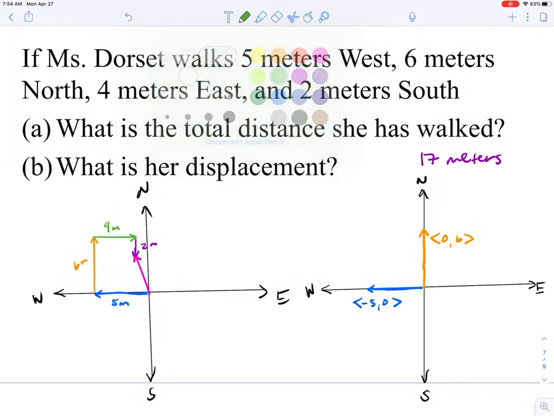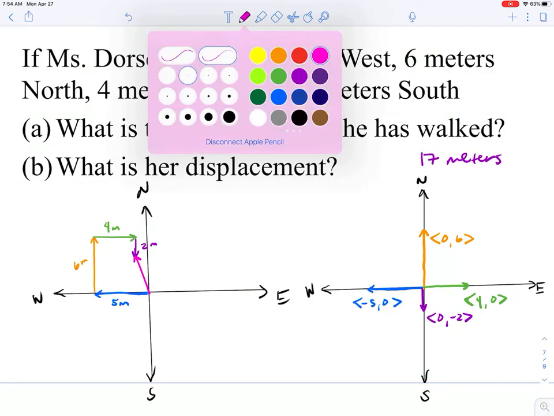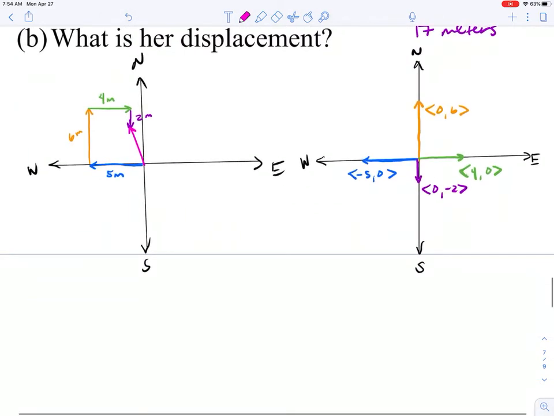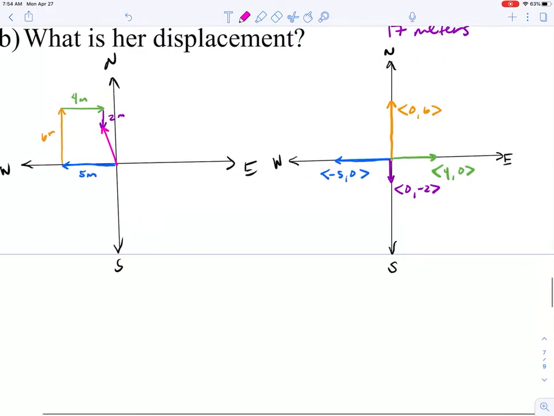And then the 6 meters north would be 0, 6 in component form. 4 meters east would be 4, 0 in component form, and then the 2 meters south would be 0, -2 in component form.